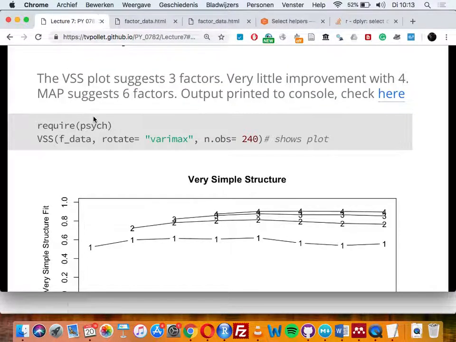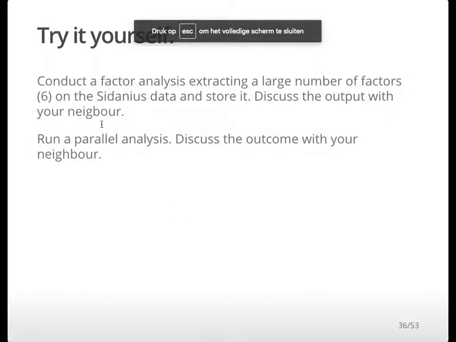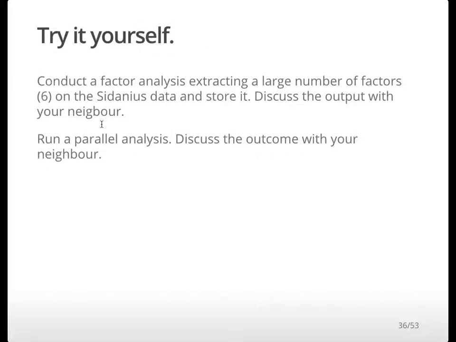Now, we're going to do it ourselves. I would like you to do a factor analysis on the Sedanius data, as I did. I'd like you to extract a large number of factors, 6. And I would like you to discuss the output with your neighbors, and then run a parallel analysis and just look at the chart. So we're not going to do all the other things. You can practice them also in the exercises, but just do factor analysis with 6, then run a parallel analysis and again discuss the outcome with your neighbors.